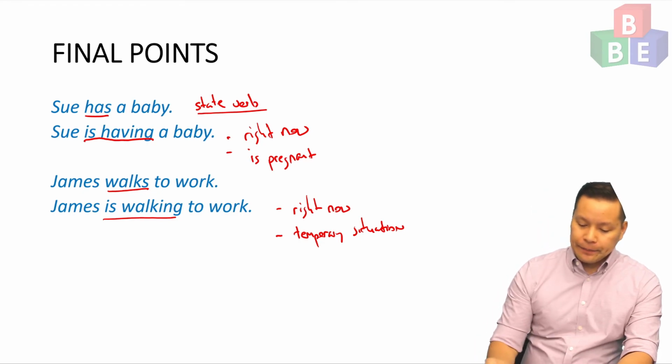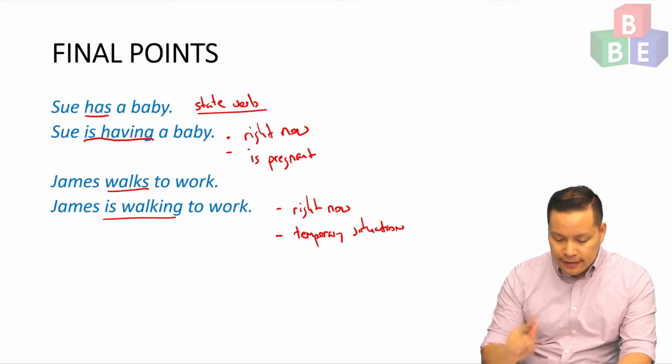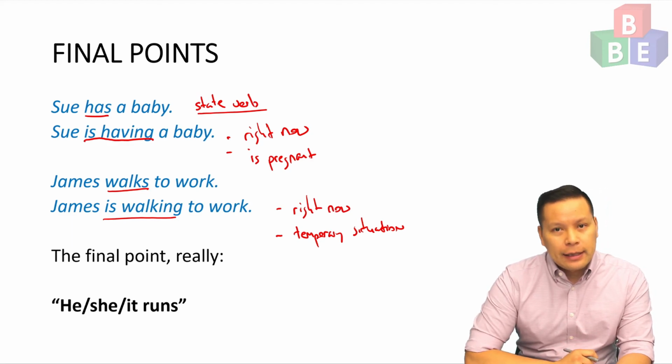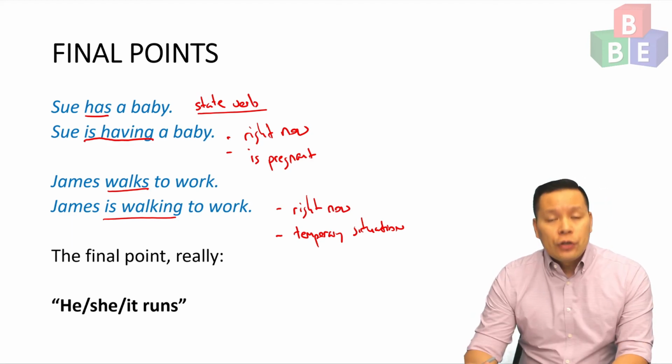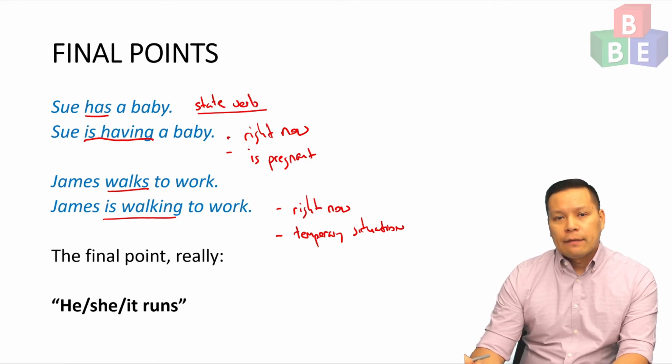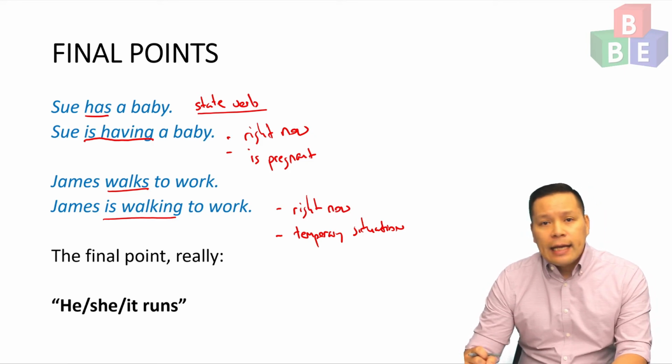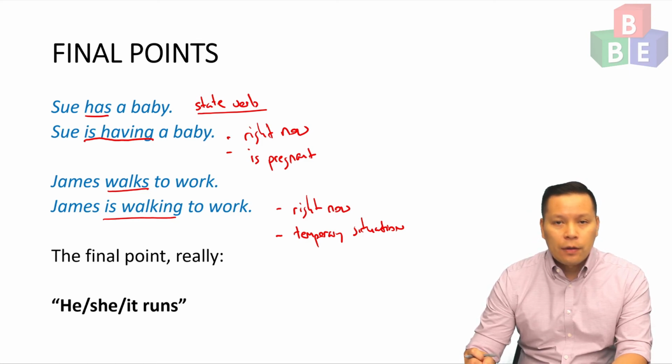Okay, it says final points. Here's the final point, really. Too often, I see students breaking the form. For example, they say, David run, or David eat, or he eat.